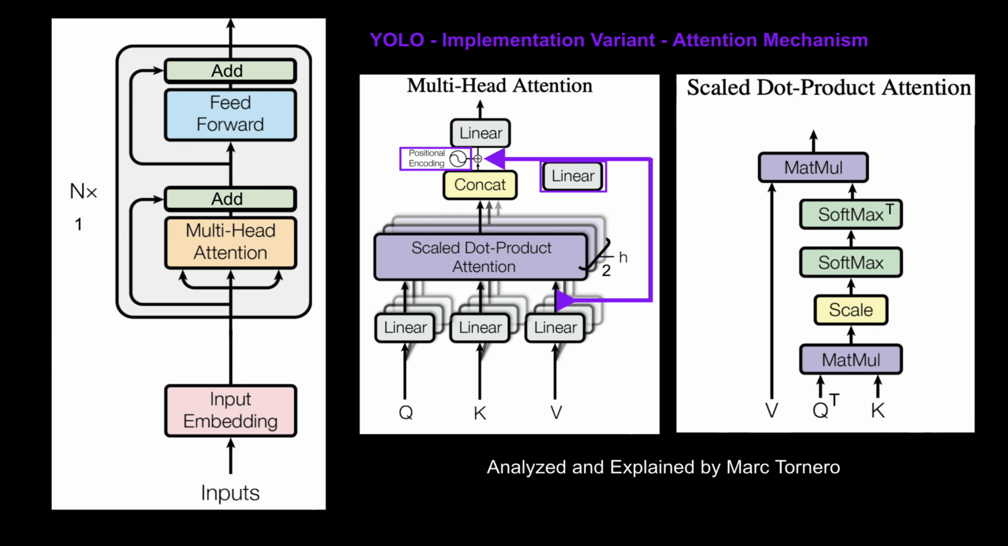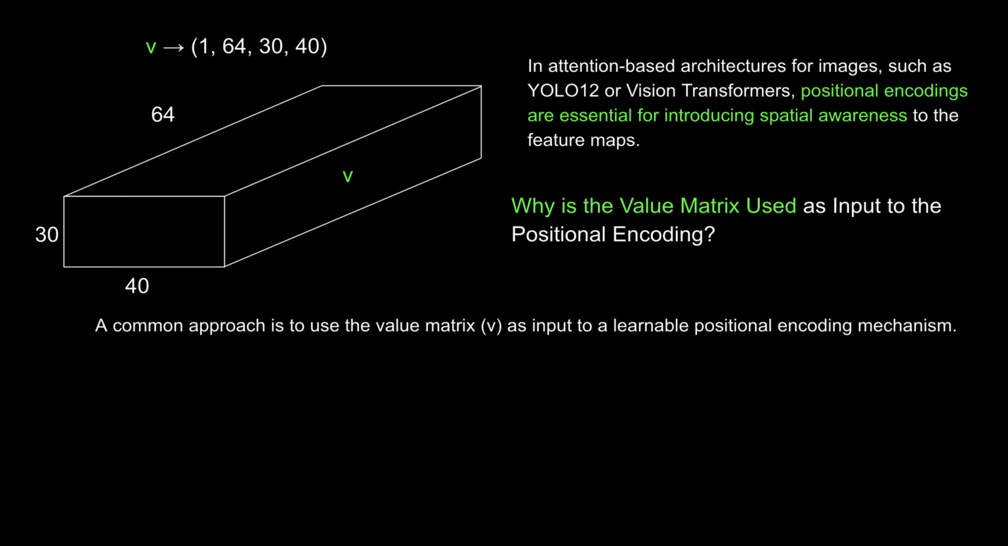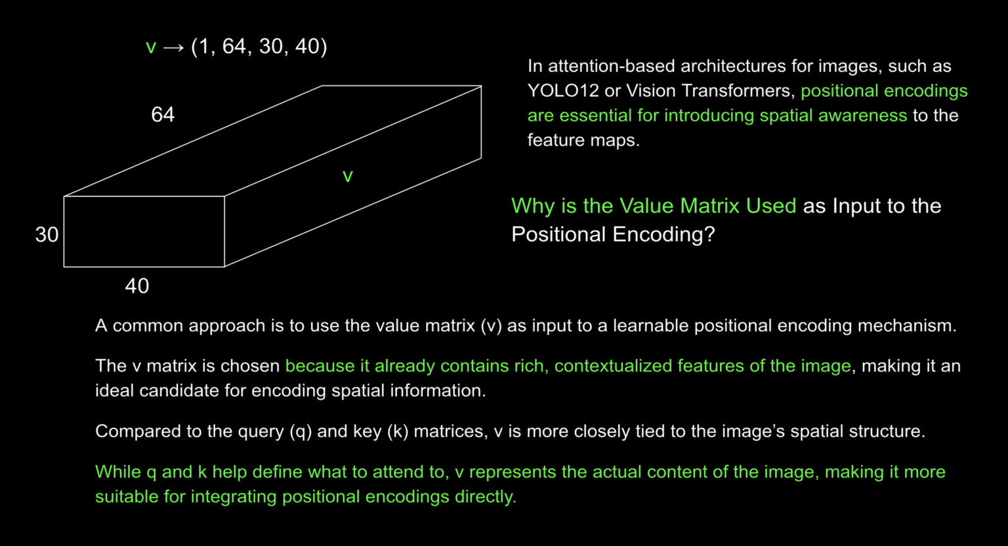One effective approach is to feed the value matrix, V, into a learnable positional encoding layer. The V matrix holds rich contextualized features extracted from the image. It represents the what, the actual content, making it a natural fit for modeling where things are as well. Unlike the query and key matrices, which steer the attention process, V is more grounded in the image's spatial structure. That makes it ideal for integrating positional cues directly.